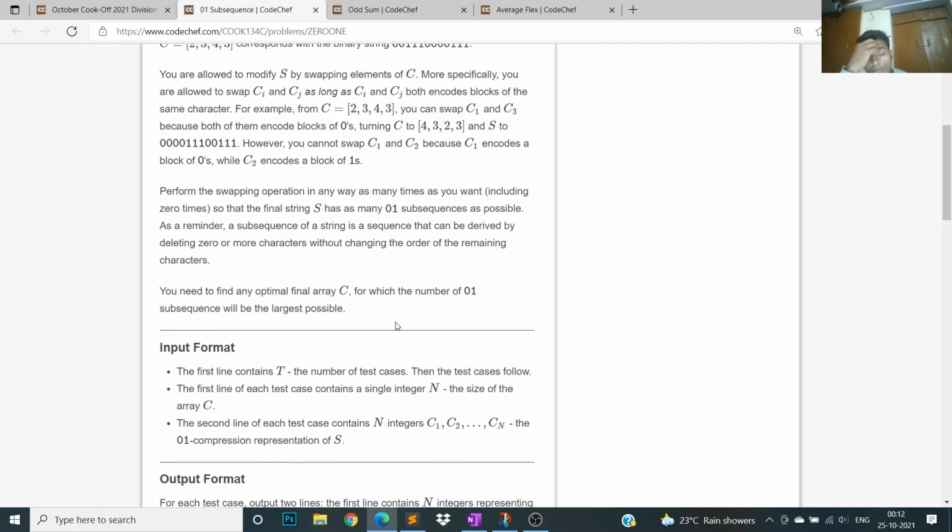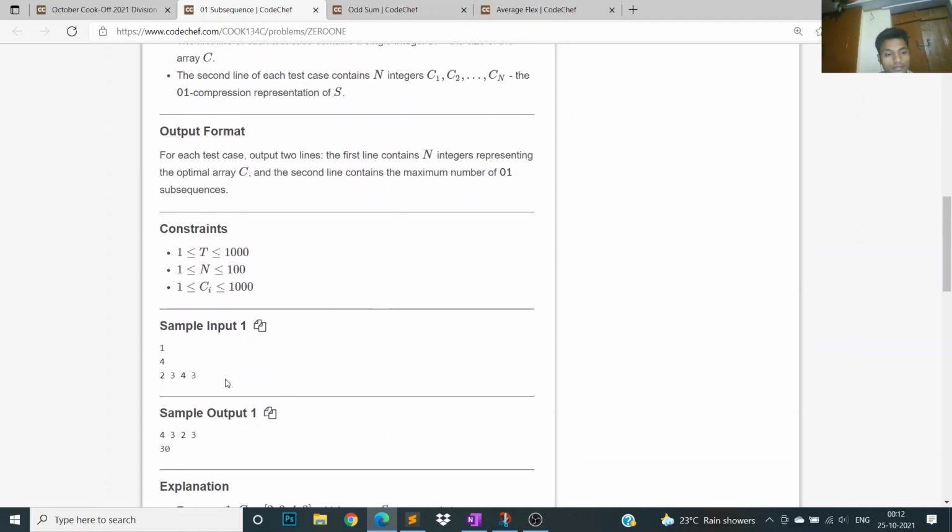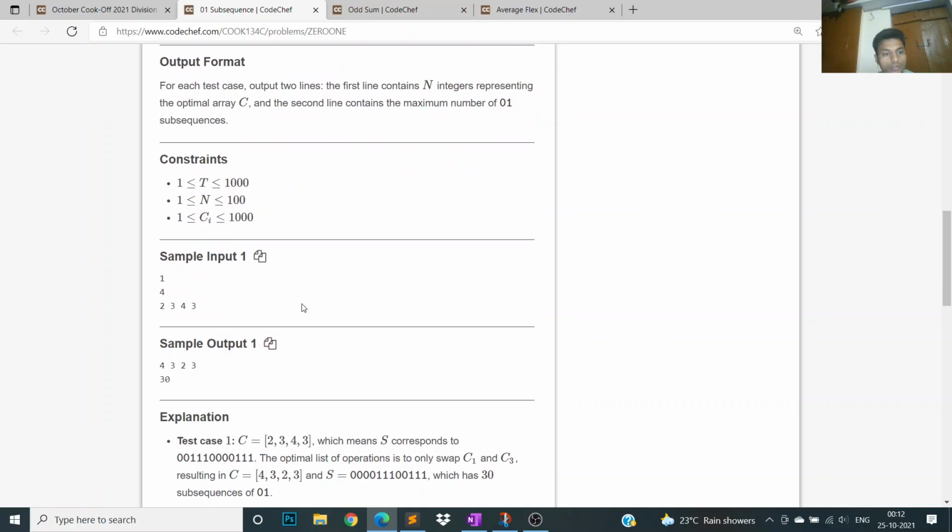Find any optimal final array C for which the number of 01 subsequences is as large as possible. N is too small, it's 100 only, so we can swap as many as possible. For each test case, output two lines. The first line contains an integer representing the answer.